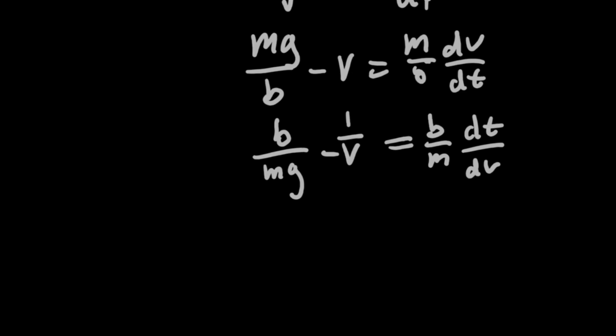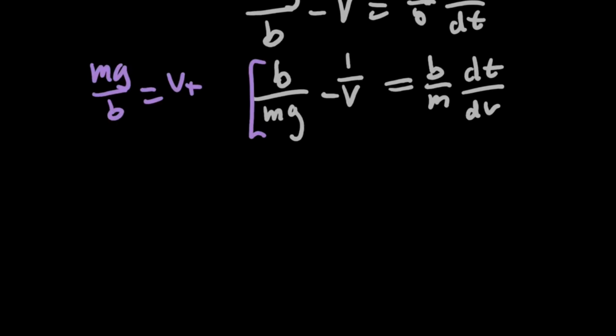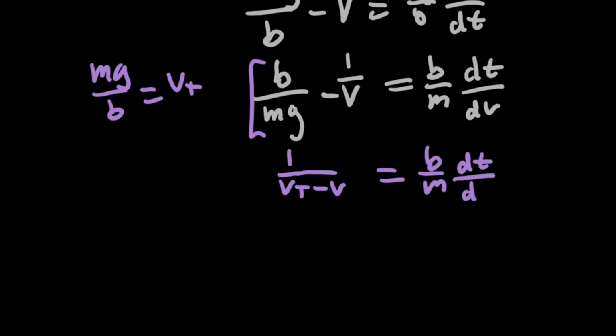And now we're going to make an interesting substitution. We're going to say that instead of b over mg, we're going to say mg over b is equal to vt. Meaning that we now have 1 over vt minus v on one side, which is equal to b over m dt. We're going to then cross out our dv's, and we're going to get a dv over here.